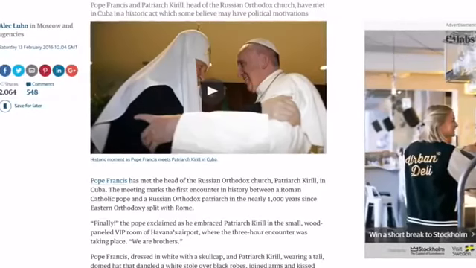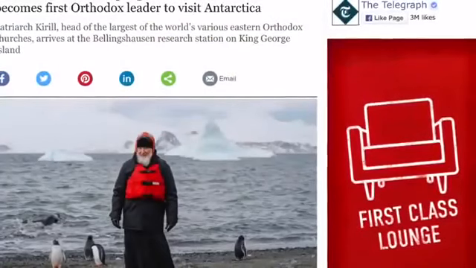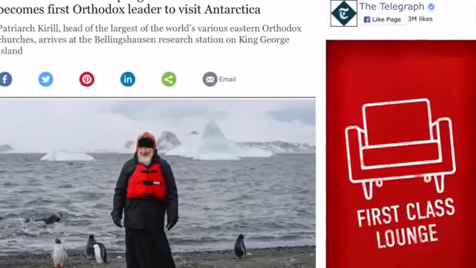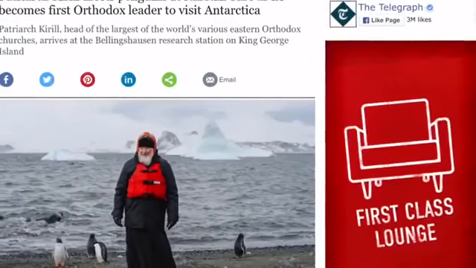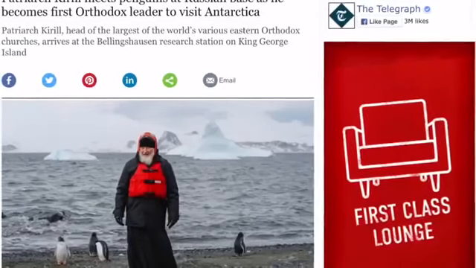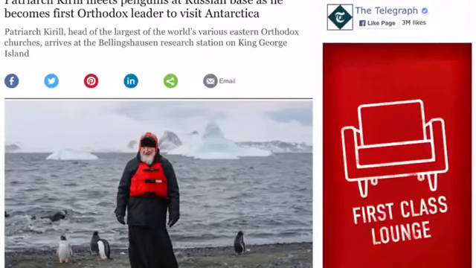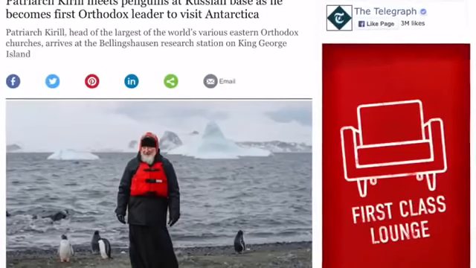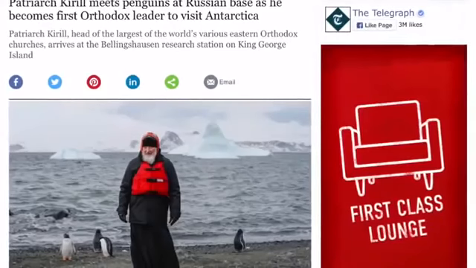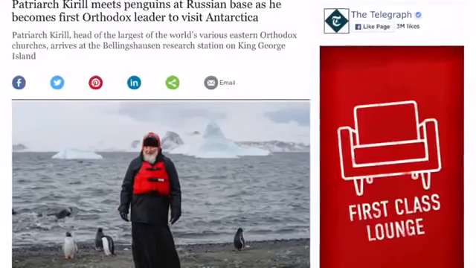Now, what's even more interesting is this. The next day, Kirill, the head of the Orthodox Church, leaves for Antarctica, right? Now, the article says that he went there to see the penguins and to visit the scientists. They had set up a little church. Now, if you believe that, I've got some of Saddam's nuclear weapons to sell you.